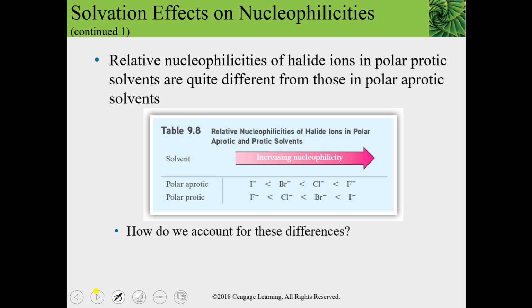So when we talk about halide ions in polar protic solvents, they're very different than in polar aprotic solvents. When we look at the halides and how good of a nucleophile they are, in polar aprotic solvents, you notice iodine ion is the worst and fluorine ion is the best, whereas in polar protic solvents, it's the reverse. Fluorine is the worst, iodine is the best. Why does this happen?